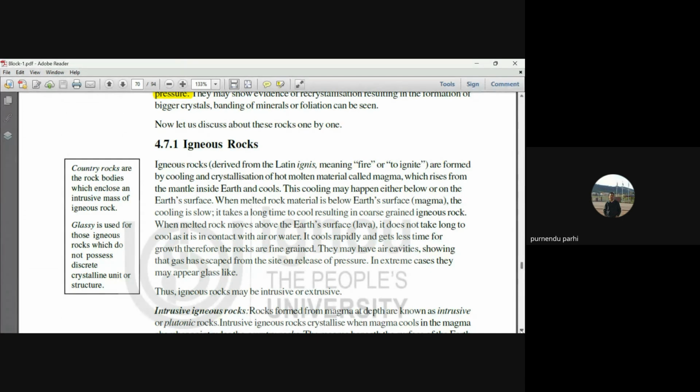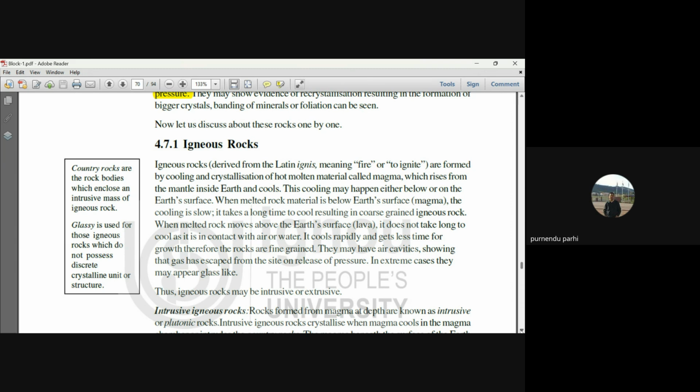Then the igneous rock. Igneous rocks are formed by cooling and crystallization of hot molten material called magma, which rises from the mantle inside the earth and cools. This cooling may happen either below or on the surface. When melted rock material is below the earth's surface, the cooling is slow. It takes a long time to cool, resulting in coarse-grained igneous rock.